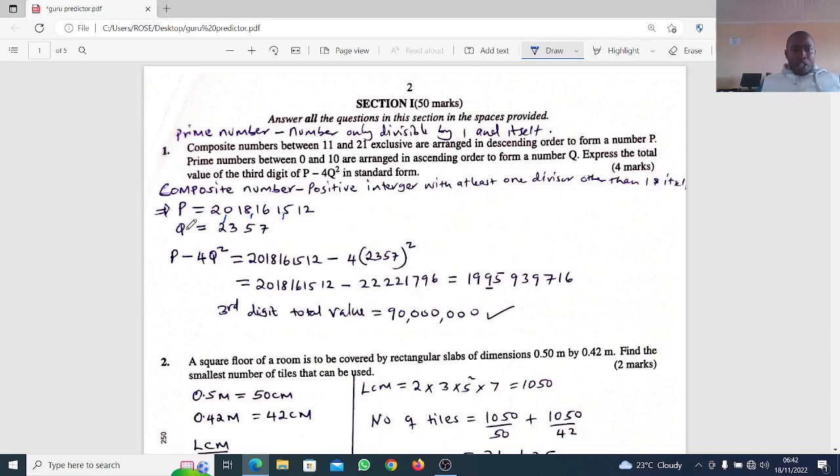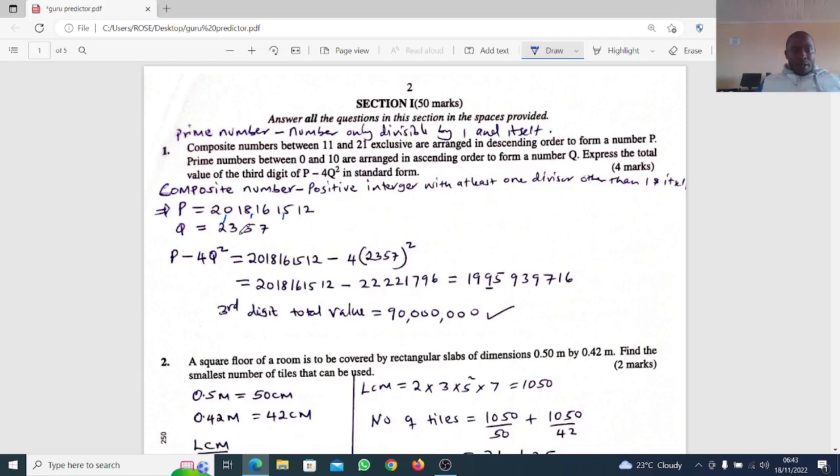To form a number Q, remember we are forming Q from prime numbers between 0 and 9 in ascending order, from the smallest. When we talk about a prime number, it's a number only divisible by 1 and itself. Between 0 and 10, we start with 2. 2 is a prime number, divisible by 2 and 1.